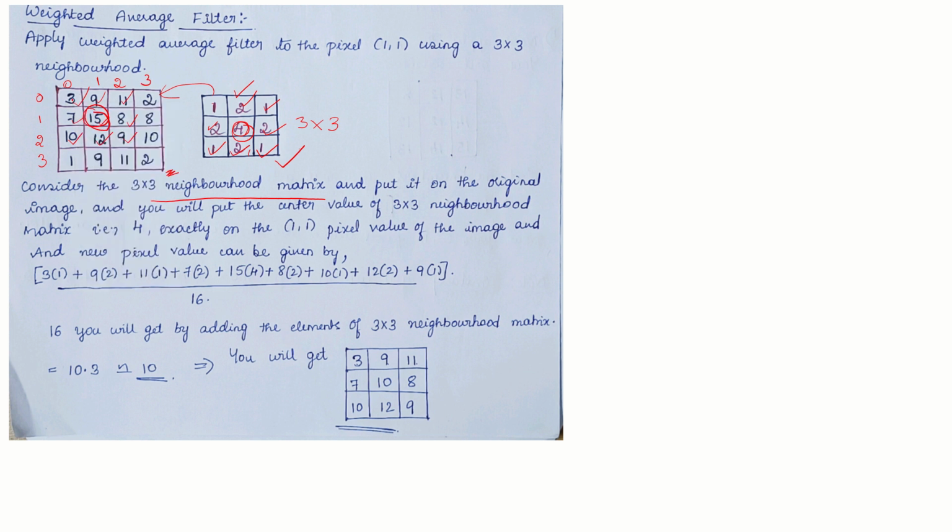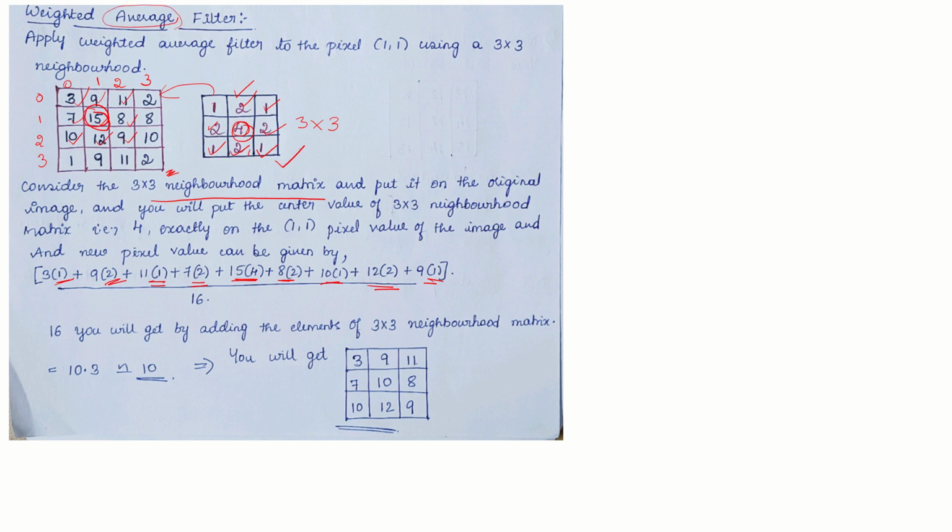So this 3 is multiplied with 1. This 9 is multiplied with 2. 11 is multiplied with 1. 7 is multiplied with 2. 15 is multiplied with 4, the center pixel. 8 is multiplied with 2. 10 is multiplied with 1. 12 is multiplied with 2. 9 is multiplied with 1. Here also we are considering 3 cross 3. So average is what is asked here.